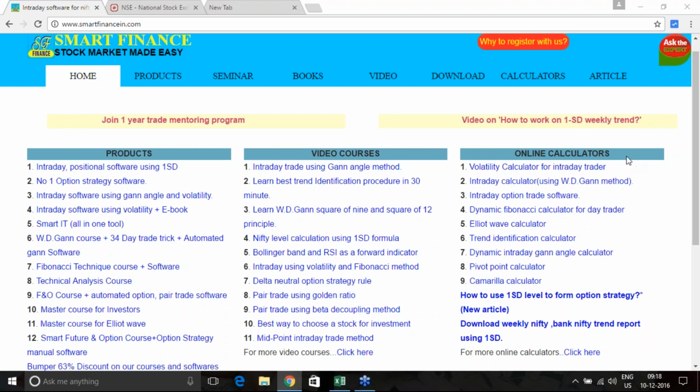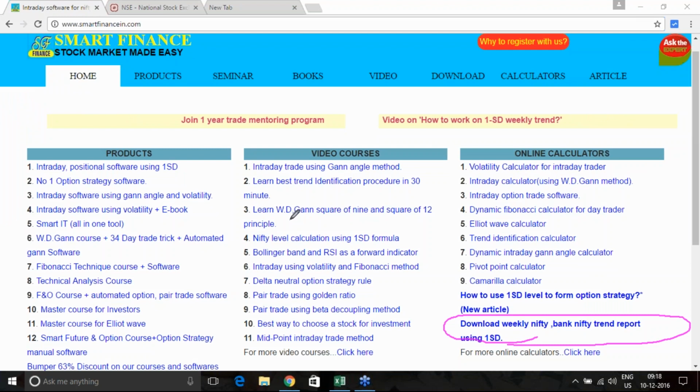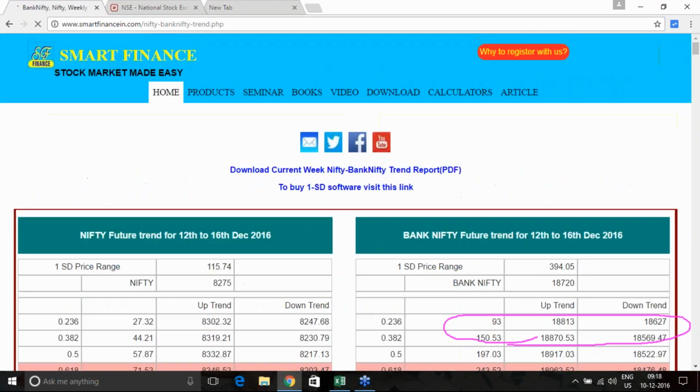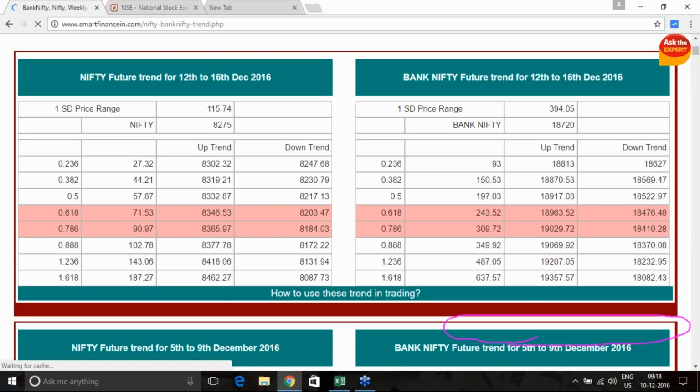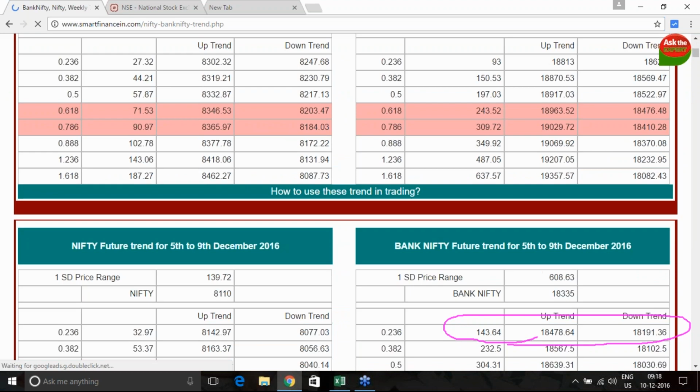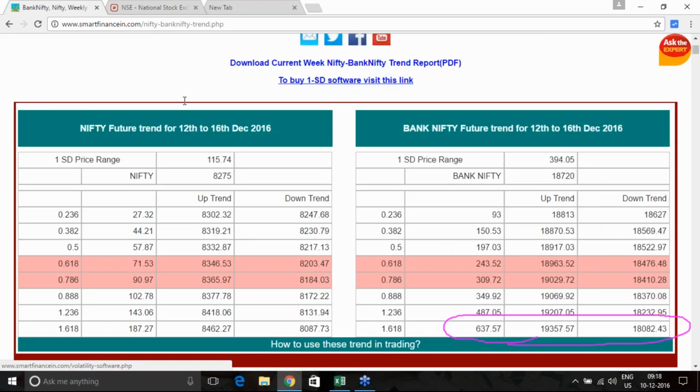And once you visit our website, on the home page itself, you will get a link to download this weekly report. Once you visit this link, you will get all past 60 weeks' trend calculations using the one standard deviation, for which week, what levels we have given, that is very clear here.